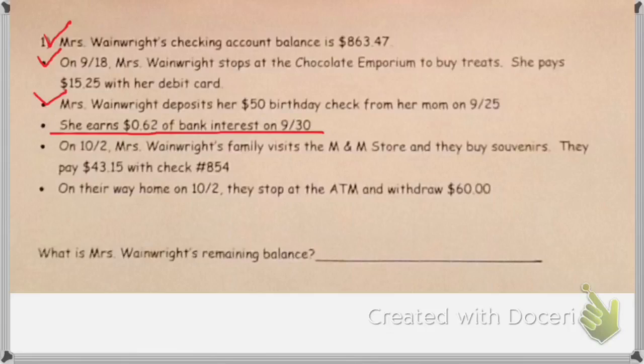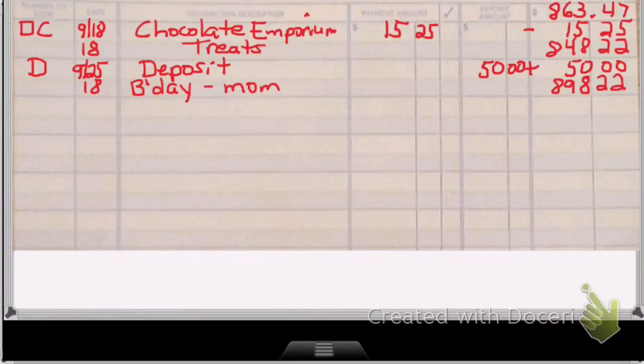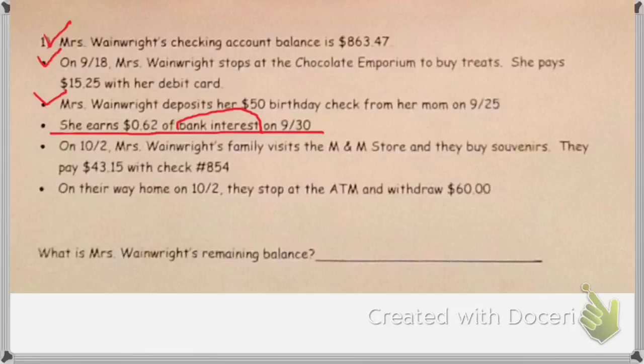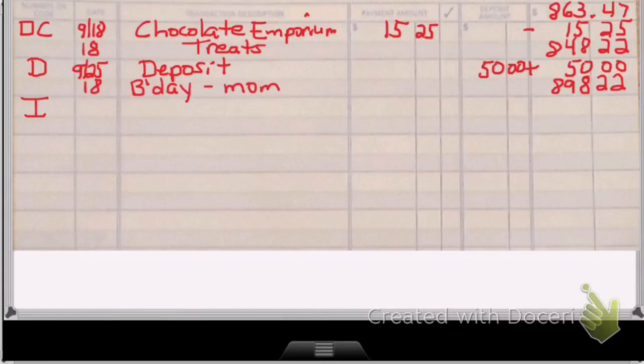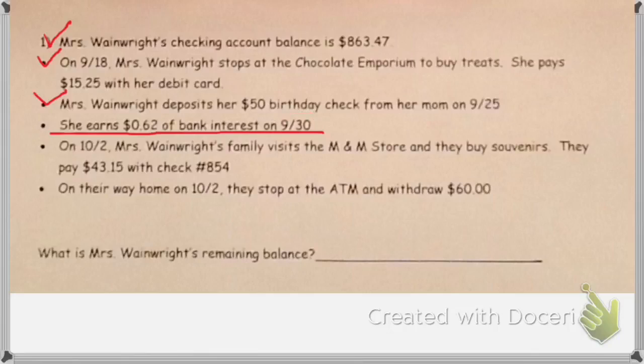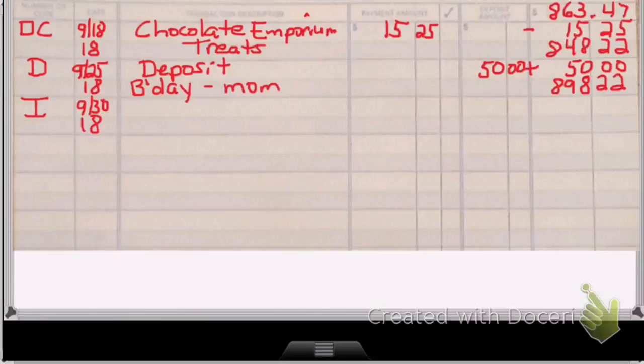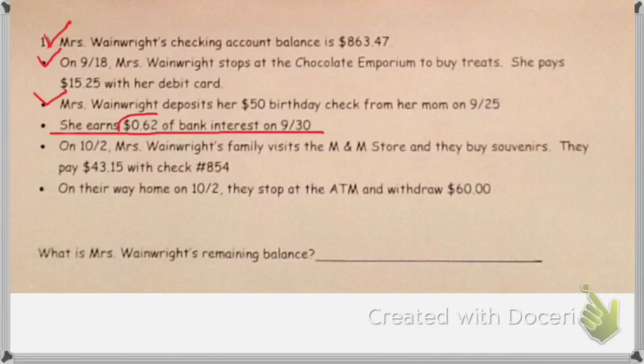My first column wants to know what it is I'm doing, and this is bank interest, so I will label that with an I to show that I got interest. The next thing I'm looking for is my date, which I see is on 9/30, so I will write 9/30, and my current year is 2018. Next thing I look for is, what am I going to write on the line? Well, again, it is interest, so I will write on my line interest. How much was the interest?